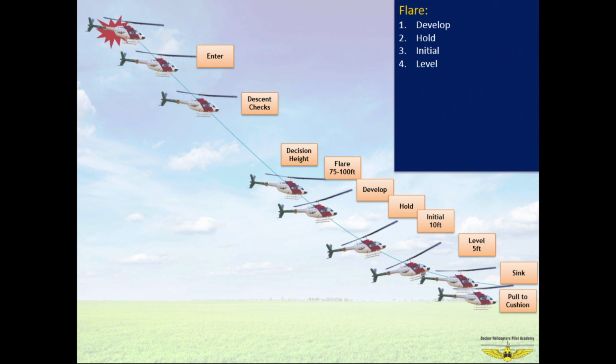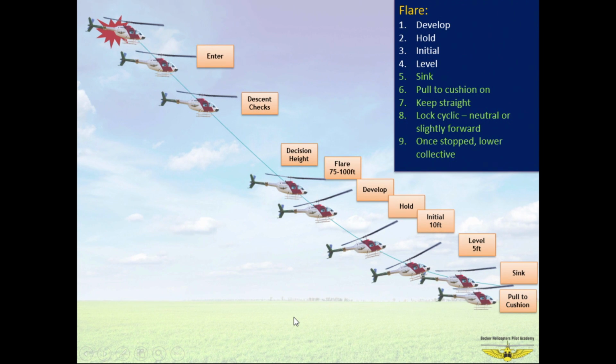Okay, and you pull the cushion on. So flare, develop, hold, initial, level, let it sink, then pull the cushion on. That's that last little bit, the cushion on. Keep straight with your feet, very important if there is any forward movement, because I have no problems with there being some forward movement. No, it can't be perfect, but you've got to keep straight. Lock that cyclic slightly forward in neutral. You don't want to be doing this on the ground. Any aft cyclic, you're going to chop the tail off. Right? Especially if you're moving forward, the tail will come up, you pull the cyclic back, disc comes down, you lose the back end of the tail. Very common. Once you've stopped, you count to 2.